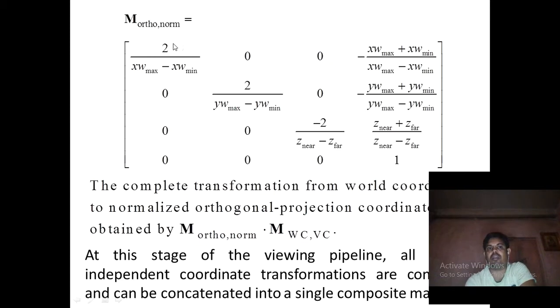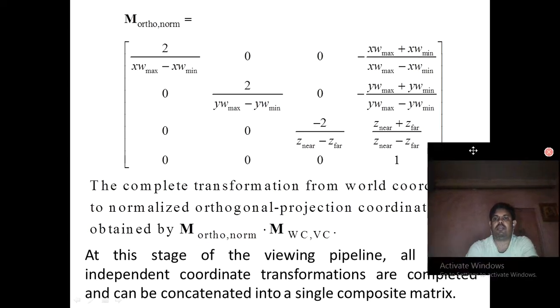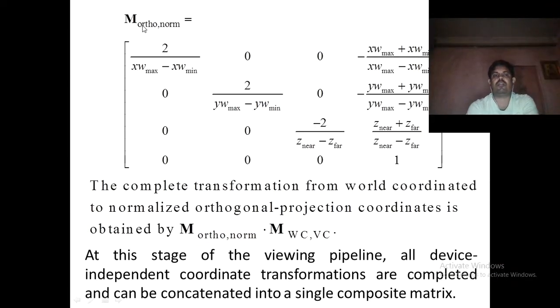Then I will get 2 divided by xw max minus xw min. Again there is a derivation, the same derivation we did in two dimensions. After that I will get the translation. This is the scale factor, this is the scale, and this is the translation. By doing this I will get this matrix, the orthogonal view volume to normalization transformation, right?